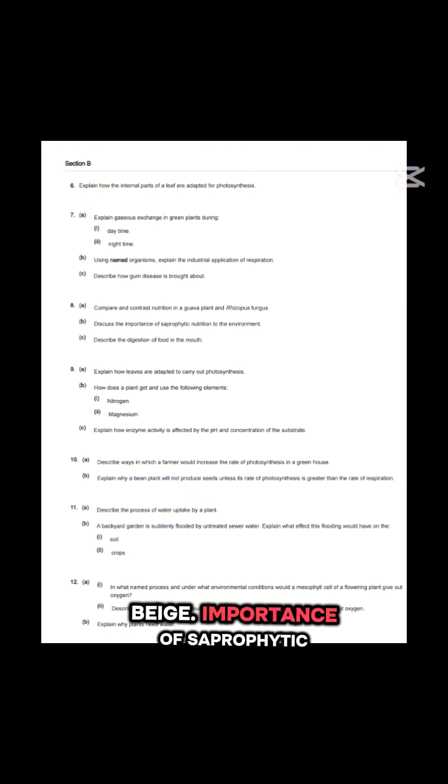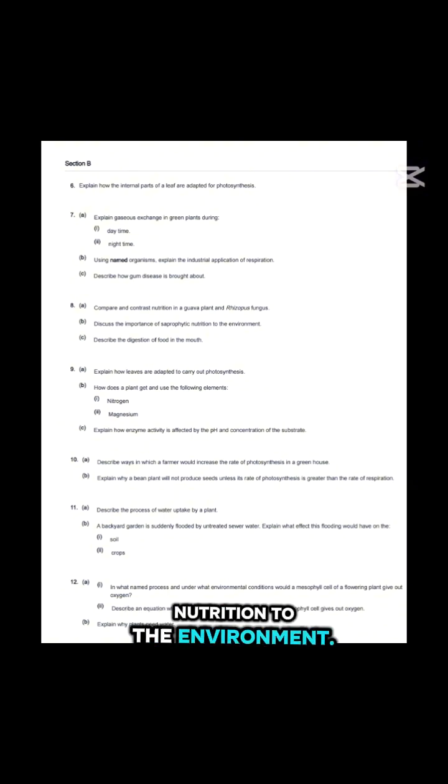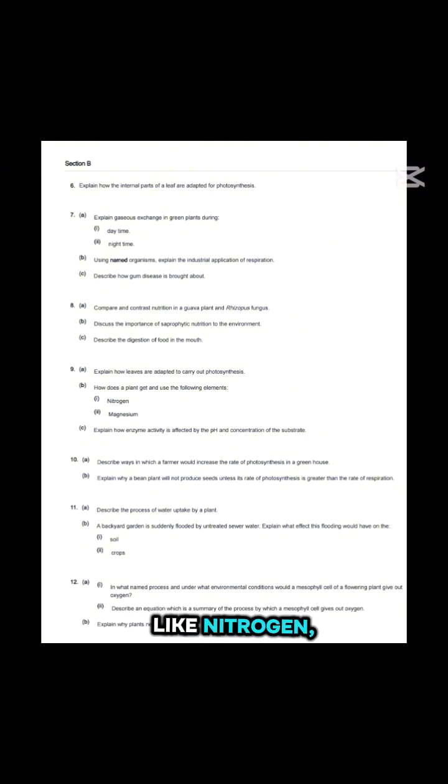B. Importance of saprophytic nutrition to the environment. It acts as a natural decomposer system. Saprophytes break down complex organic matter from dead plants and animals into simpler inorganic nutrients, recycling essential elements like nitrogen, carbon, and phosphorus back into the soil and atmosphere to maintain soil fertility and ecosystem balance.